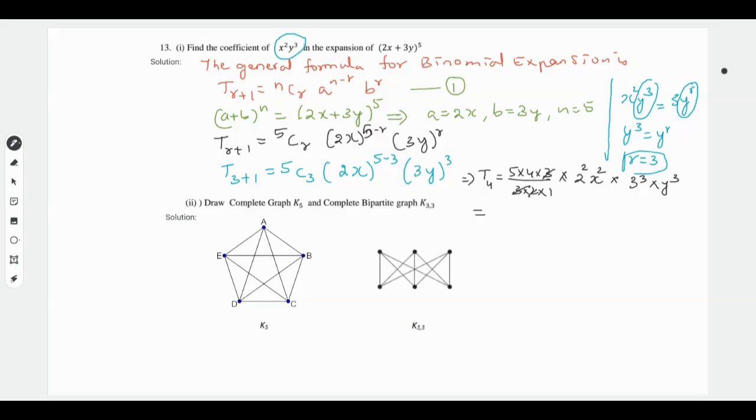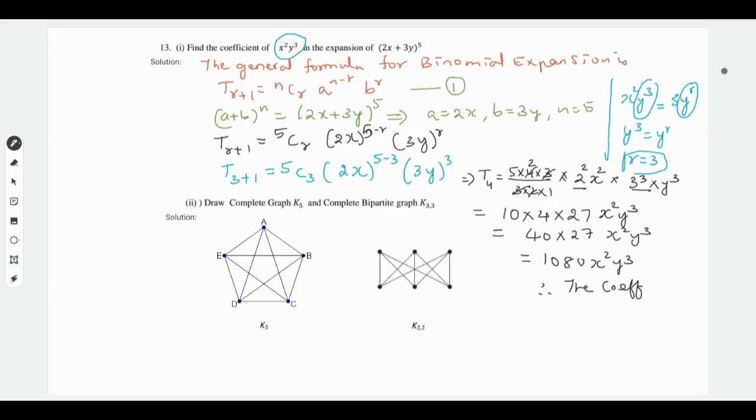3 and 3 cancel, 2 ones are 2, 2 fives are 10, into 2 squared is 4, into 3 cubed, 3 into 3 is 9, 9 into 3 is 27, x squared and y cubed. So when we multiply 40 into 27, x squared y cubed, we get 1080 x squared y cubed. Therefore the coefficient of x squared y cubed is 1080.